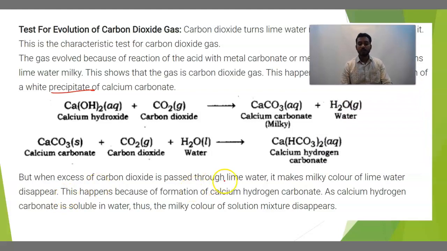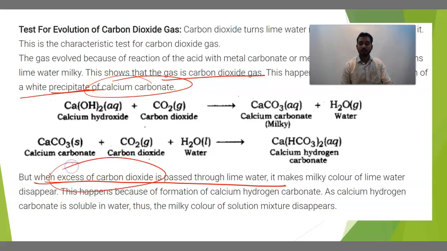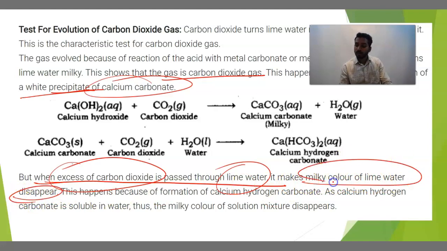When excess carbon dioxide is passed through lime water, this is very important, we should not forget this. When we pass carbon dioxide gas normally, a white precipitate of calcium carbonate is formed. But what happens when excess carbon dioxide is passed through lime water? It makes the milky color of lime water disappear. Important. The milky color that was obtained will disappear.